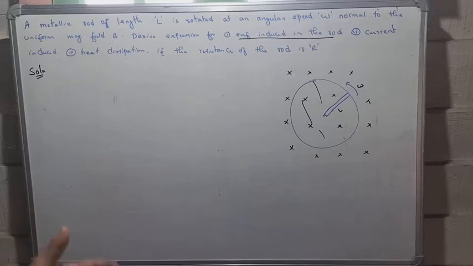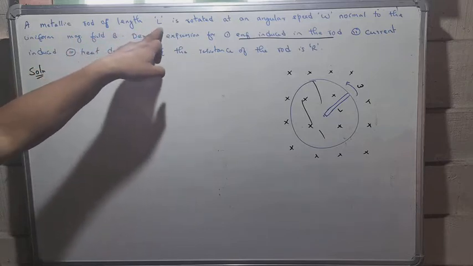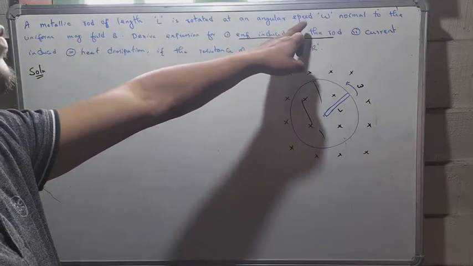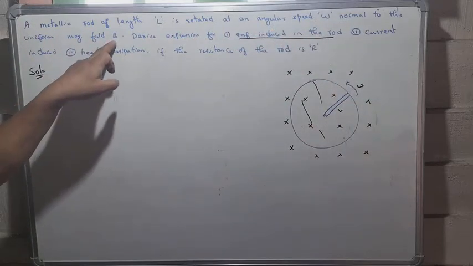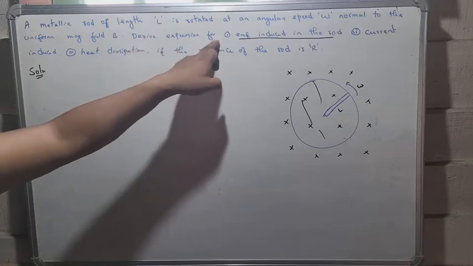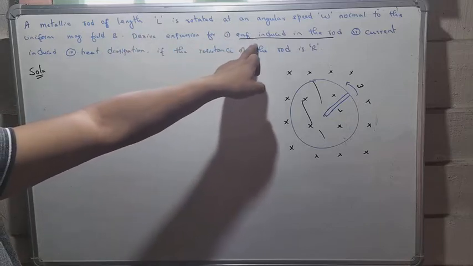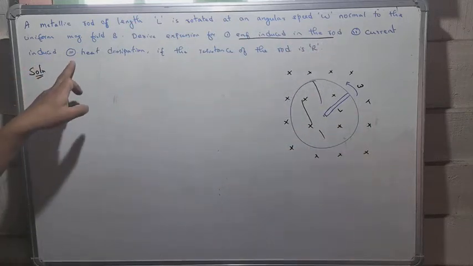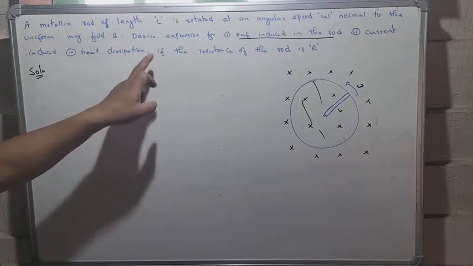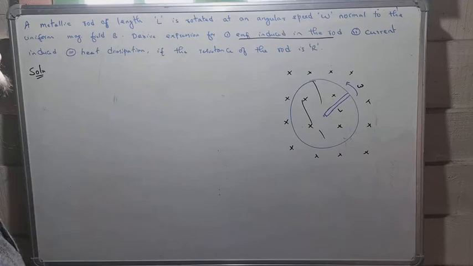Alright student, this is a numerical problem from the chapter of electromagnetic induction. Let us read the question. The question says a metallic rod of length L is rotated at an angular speed omega normal to the uniform magnetic field B. Derive the expressions for number 1, EMF induced in the rod, number 2, current induced, and number 3, heat dissipation if the resistance of the rod is capital R.